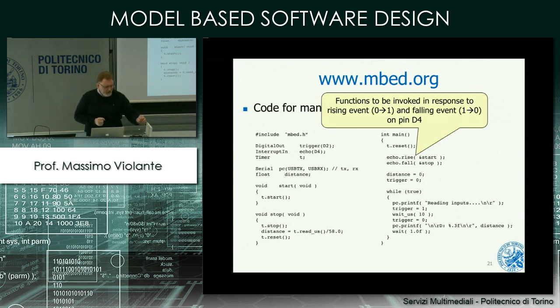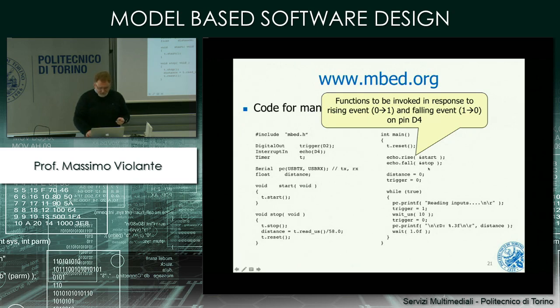We connect the echo output of the sensor to the D4 input of the board. And then we associate two actions to the rising of the echo and to the falling of the echo. So when echo changes from 0 to 1, we execute the start function. When the echo goes from 1 to 0, we execute the stop function. So it is like we have the capability of pushing a button to start a chronometer when echo goes from 0 to 1, and then stopping the chronometer when we see that echo goes from 1 to 0. Okay?